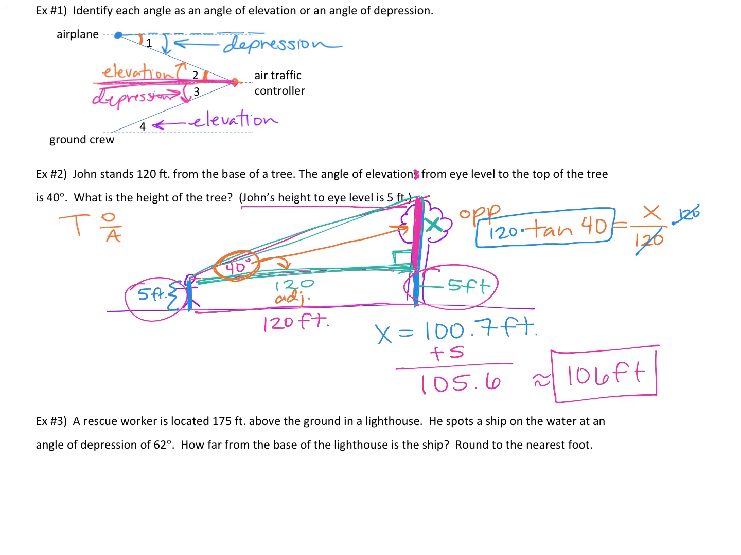Why did you change it from 0.7 to 0.6? I don't know why I did that. Oh, I know why. Because in my head I was saying 105.7 rounds to 106, and I wrote a 6 instead. I was rounding before I was done. Sorry, that's my bad. It's 105.7. So nearest foot, 106 feet.